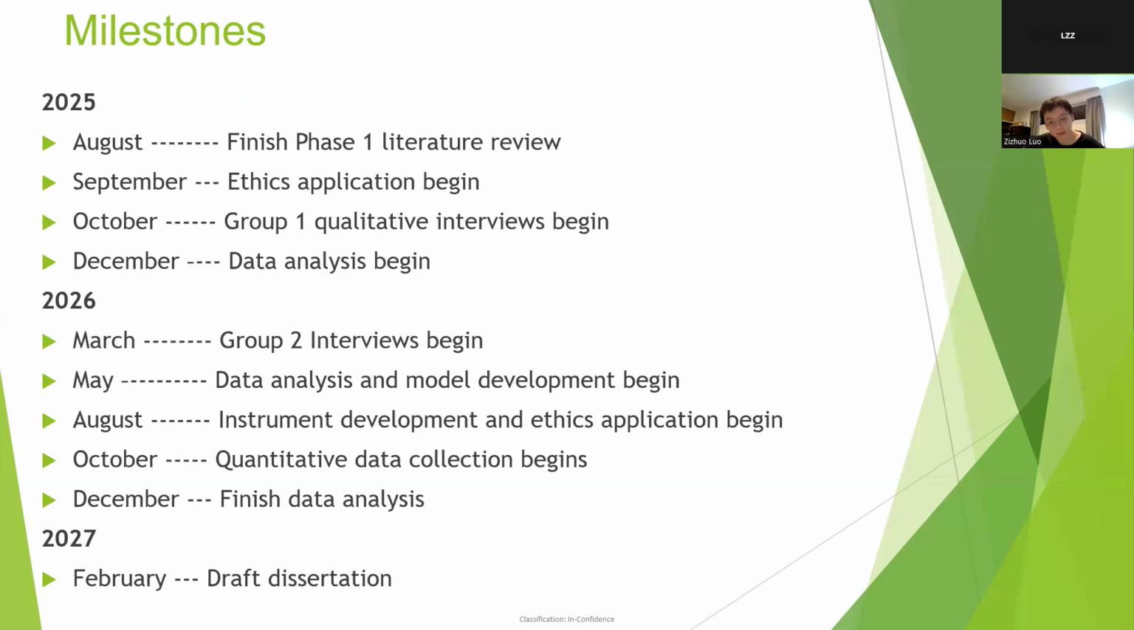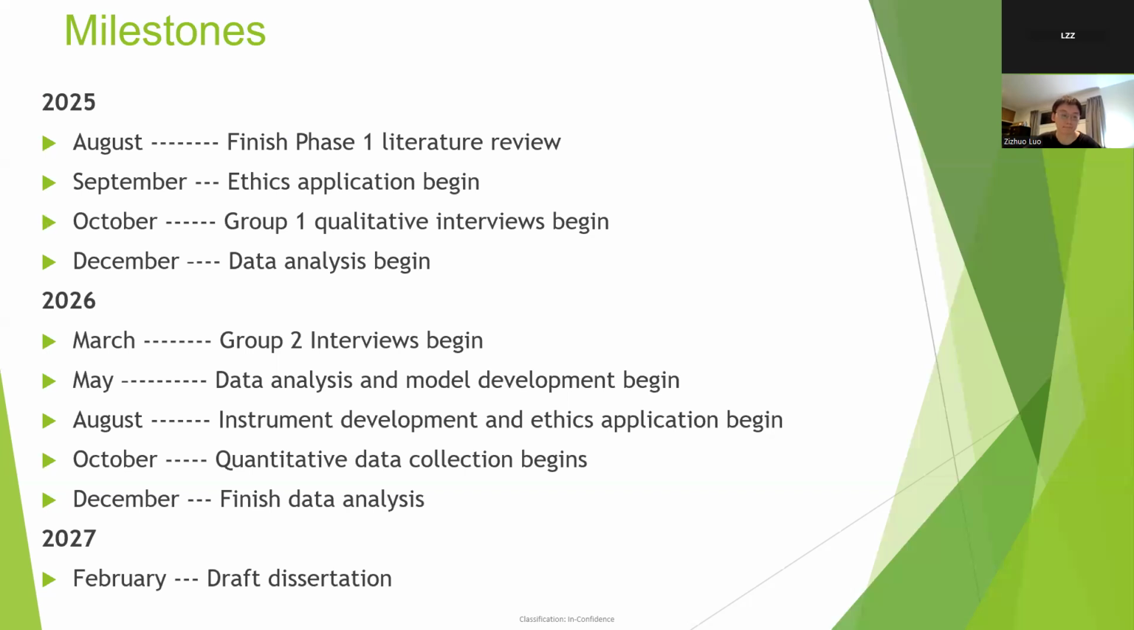Here is my research milestone. In August this year, I will finish my phase 1 literature review. In September, I will start to apply for ethics approval for my phase 2 interviews. In October, I will start my group 1 interviews. And at the end of this year, I will start to analyze the qualitative data.